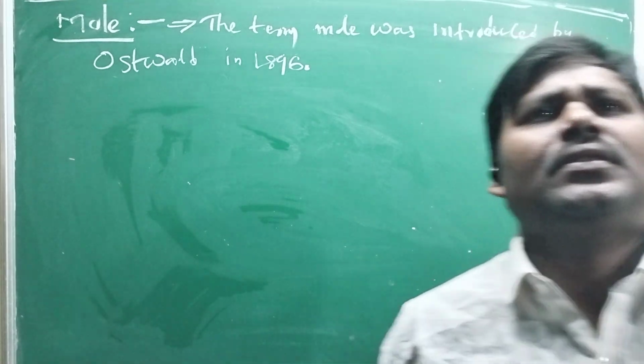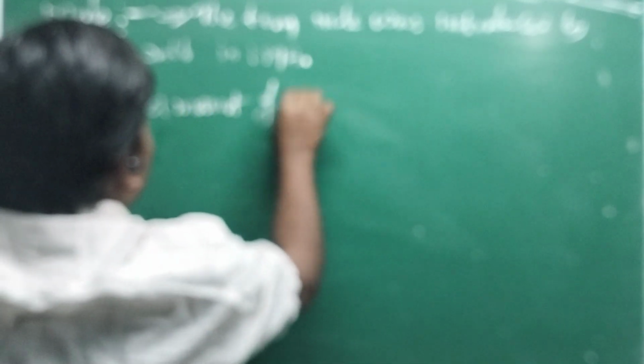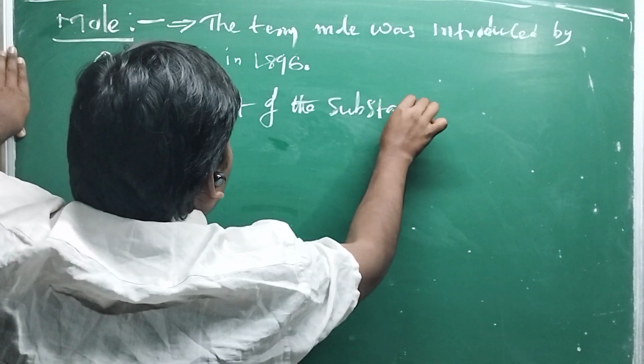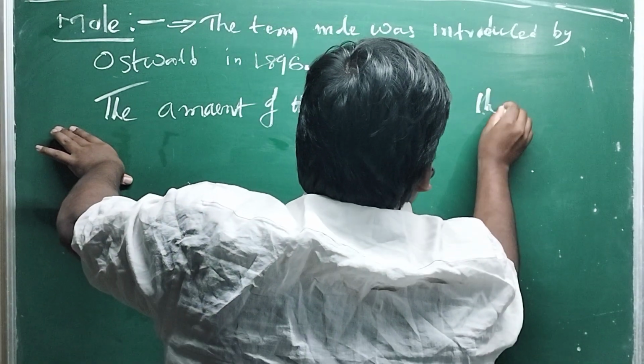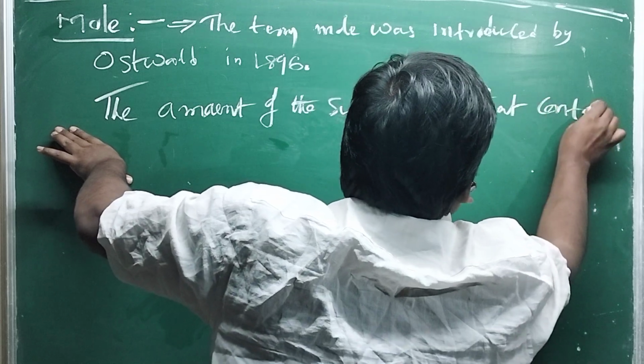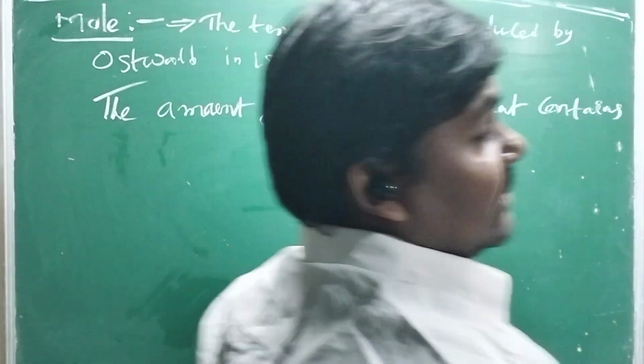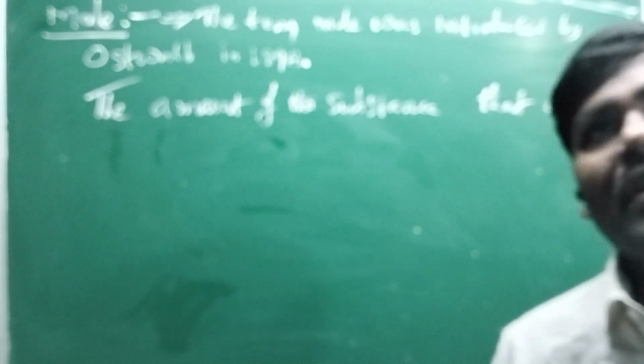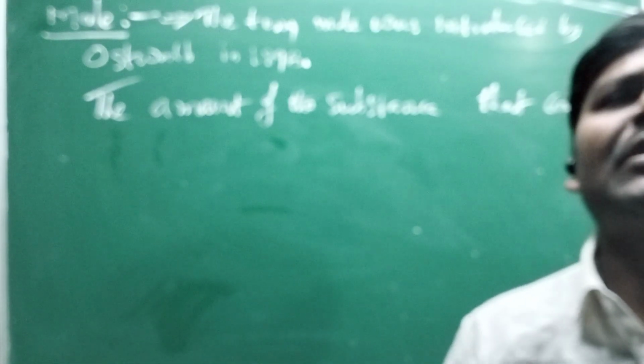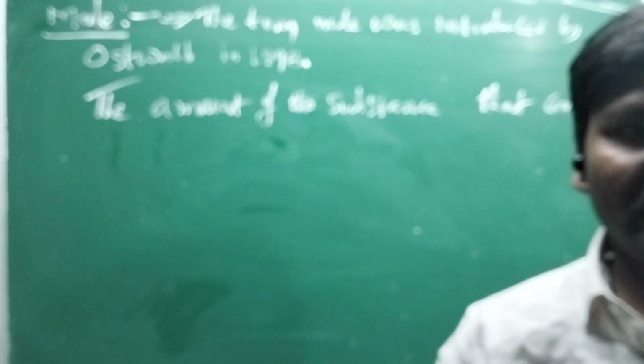How to define it? The term mole is defined as simply the amount of the substance that contains as many entities or particles, such as atoms or molecules or ions or electrons, as are exactly present in 12 gram of C12 isotope, is called a mole.